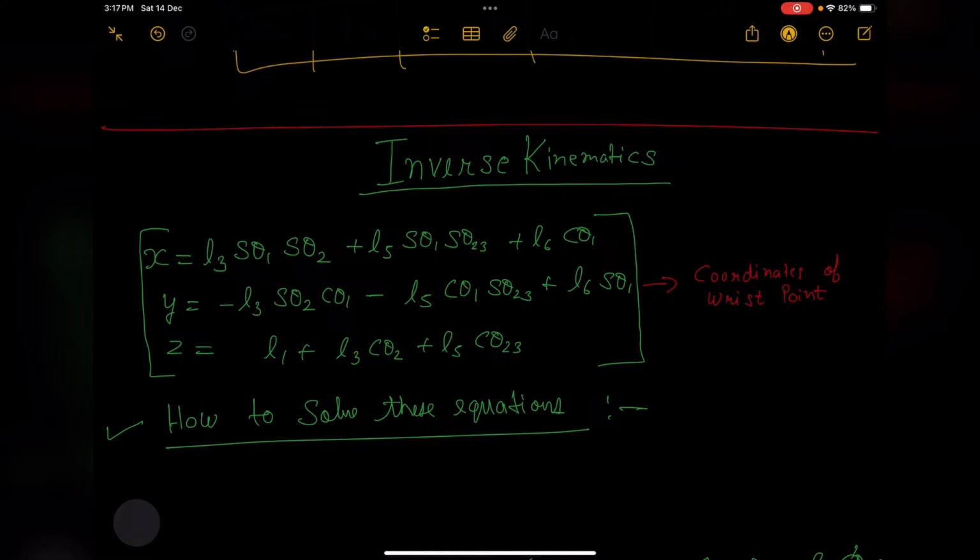Now the next step is Cartesian space trajectory planning. For that we have to do inverse kinematics. Inverse kinematics can be done analytically or numerically. So today we are going to learn how to find the analytical solutions for inverse kinematics.